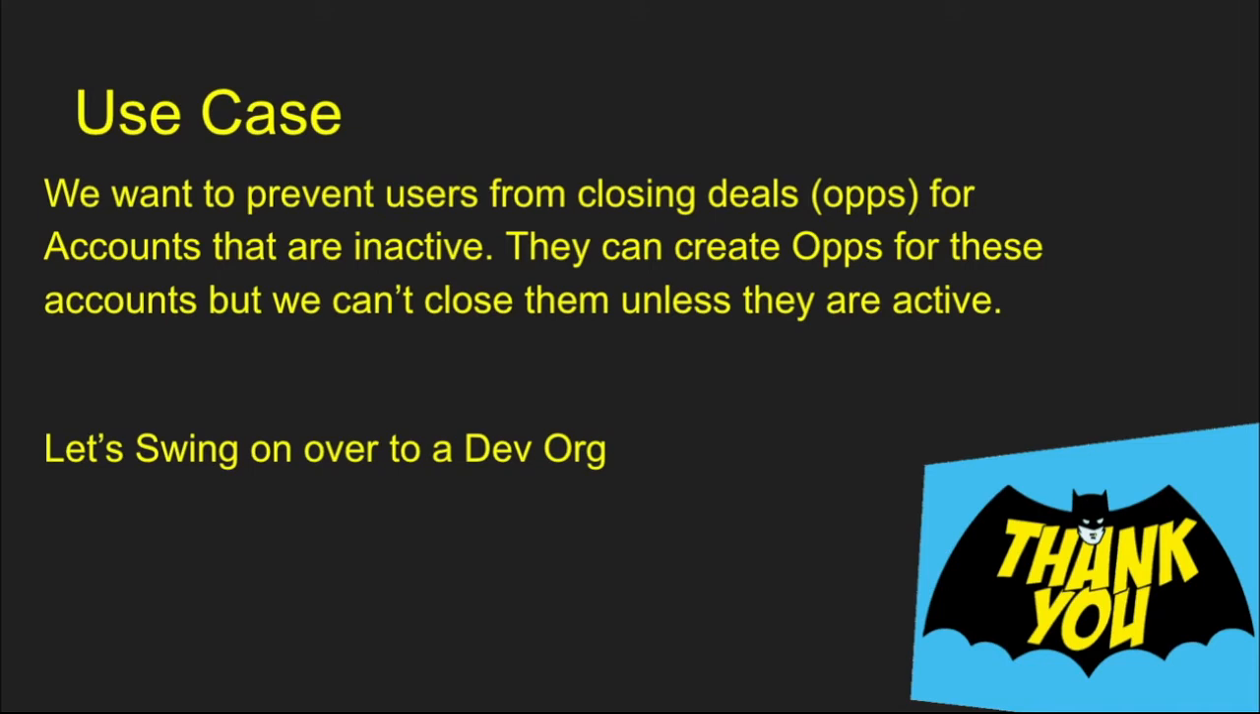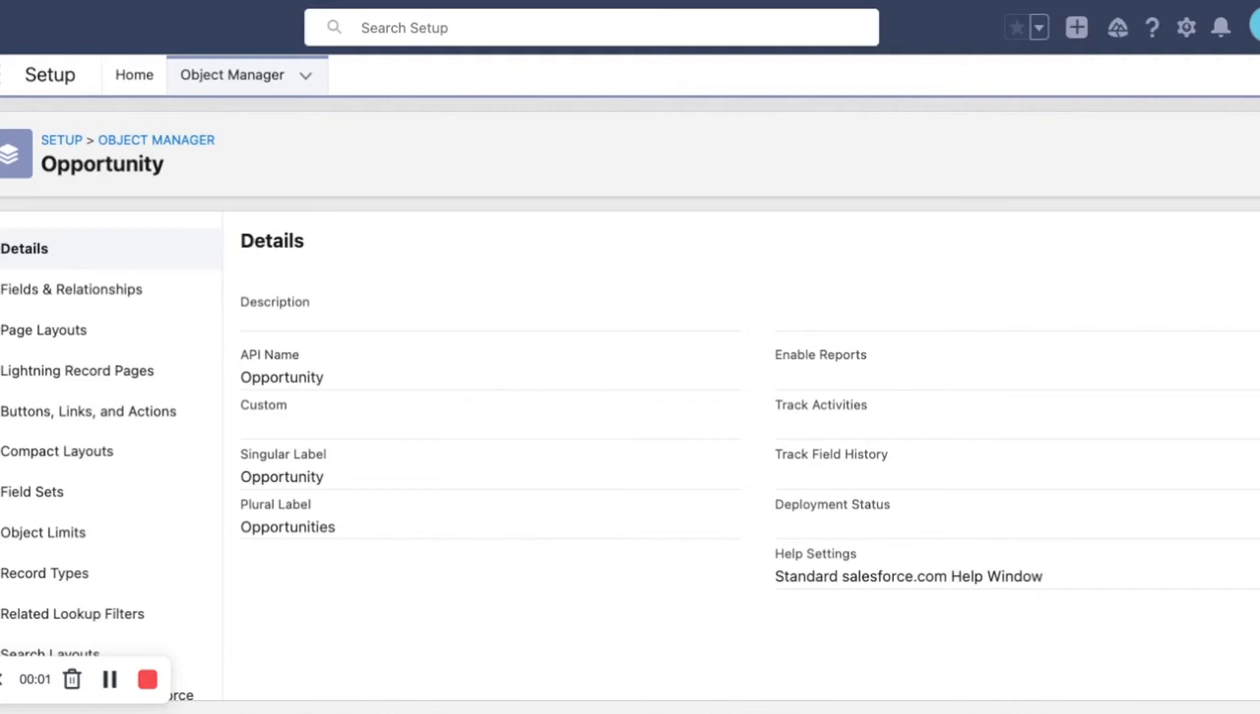Now we're going to do a little use case here. So we want to prevent users from closing deals on accounts that are inactive. Basically, they can create opportunities for accounts regardless of their status, but they can't close them unless they're in the active state. So we're going to swing it over to a dev org, build out a validation rule, and see what that looks like. All right, let's go ahead and build our validation rule for the opportunity.